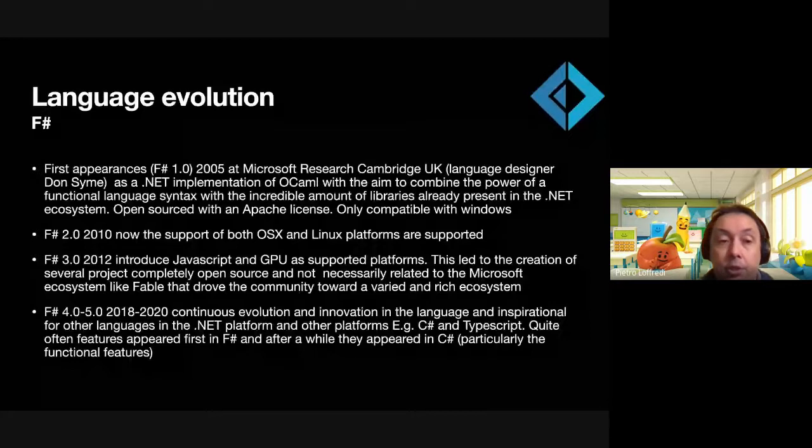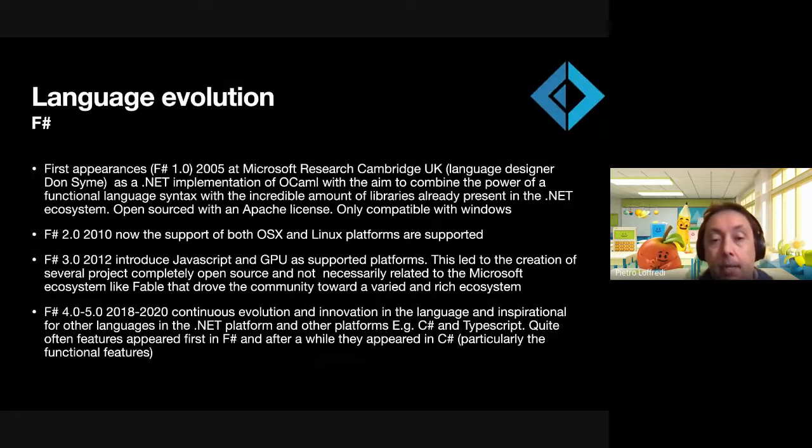This led to the creation of several projects that weren't necessarily related to the Microsoft ecosystem. I can mention, for example, Fable, a transpiler between F Sharp and JavaScript. This project in particular allowed writing a complete application, from the browser to the web server, completely in only one language, in this case F Sharp. And this drove the community toward a varied and rich ecosystem, of course.